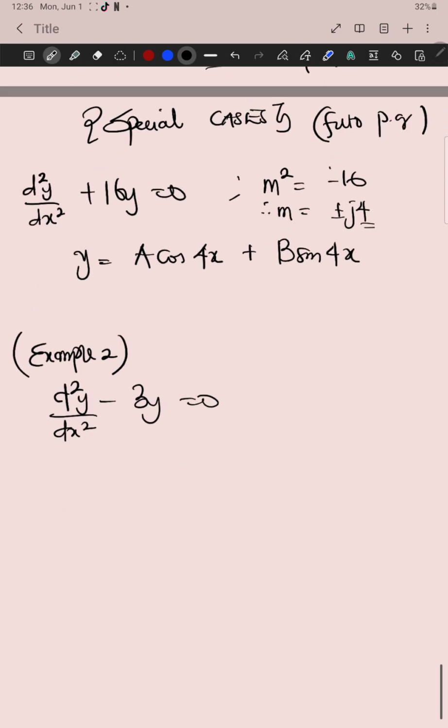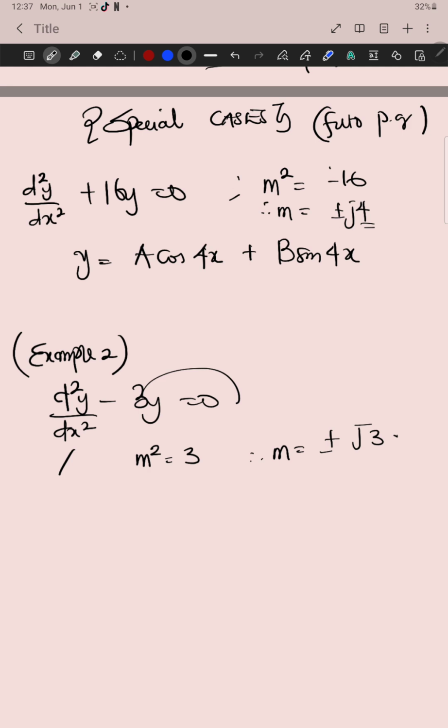All right, let's differentiate. From here we have m squared equals 3, because this 3 goes across. Remember, this one is replacing m squared. So m squared is equal to 3. So your m is equal to plus or minus the square root of 3.